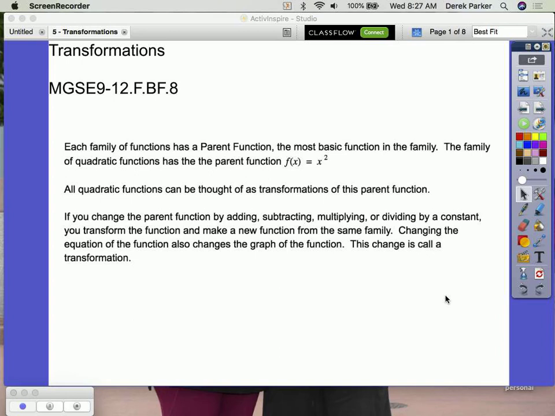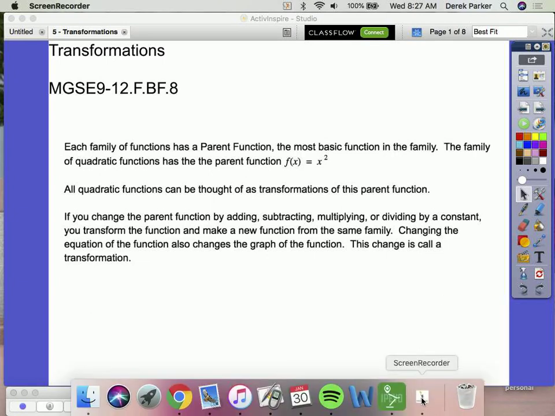In this lesson, standard BF8, you're going to learn how to use transformations with quadratic functions. Each family of functions has a parent function, the most basic function in the family. The family of quadratic functions has the parent function f of x equals x squared.